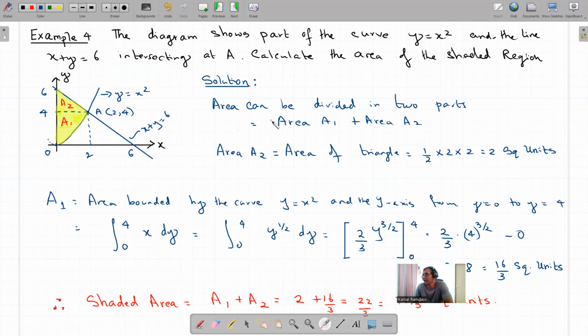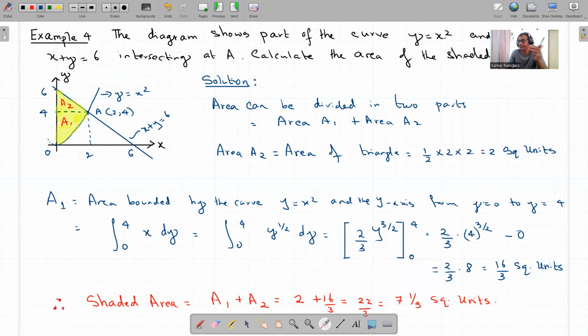OK. Et area can be divided in 2 parts, area A1 plus area A2. Area A2, c'est area of triangle. Half times base is half, 2. Half times height is half, 6 minus 4. Half times 2 is equal to 2 square units. On finit connaître ça, c'est 2 square units.